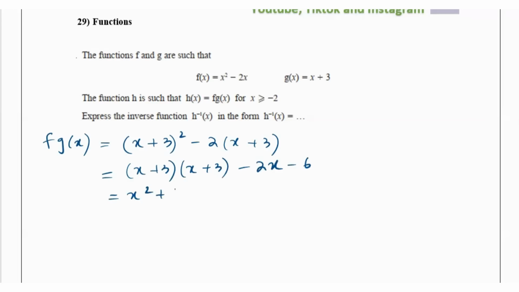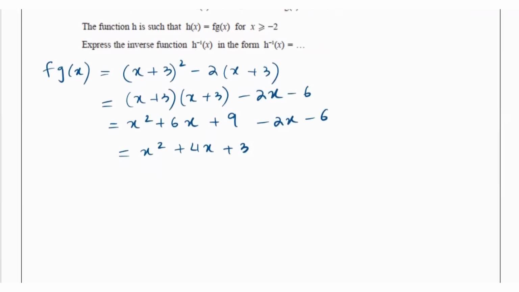That's x squared plus 6x plus 9. That is x squared plus 4x plus 3. Now, we will do completing square form on this because you cannot find the inverse of a quadratic function without using completing square form. So, h of x is x squared plus 4x plus 3. For completing square form, first you need to check whether the coefficient of x squared is 1 or not. In this case, the coefficient of x squared is 1. So, we can easily move on to the next step.